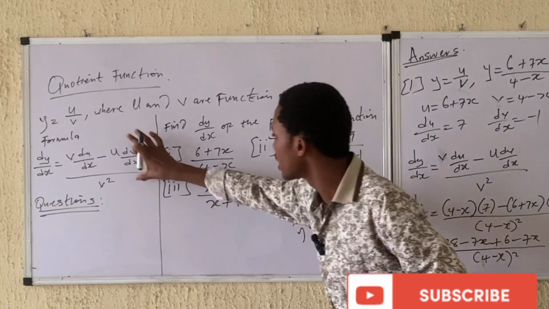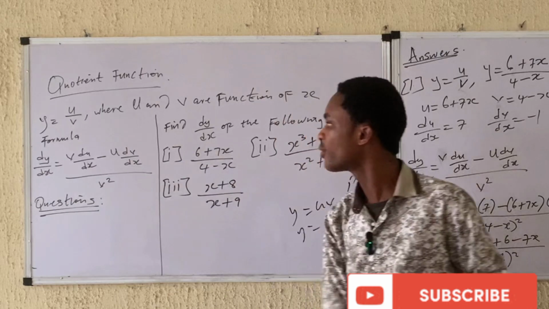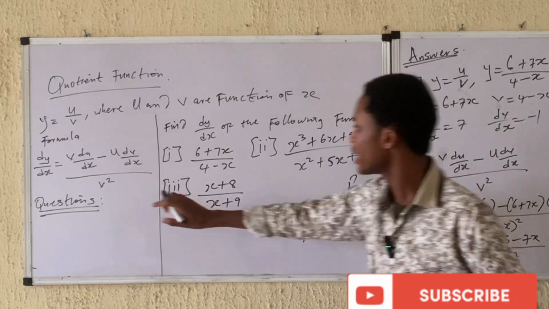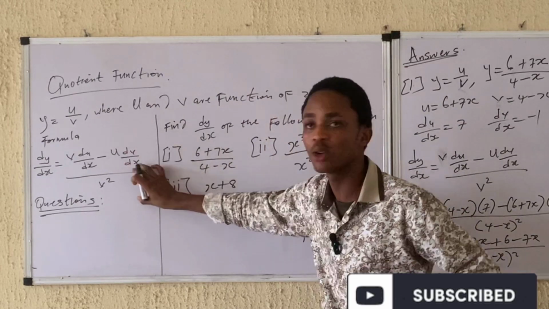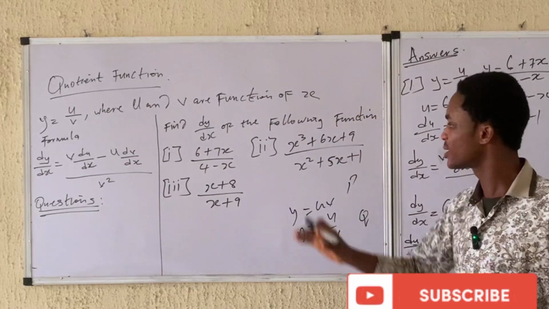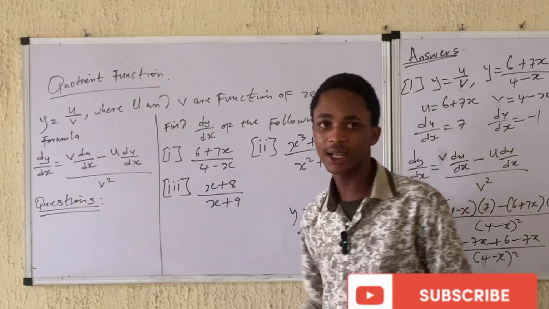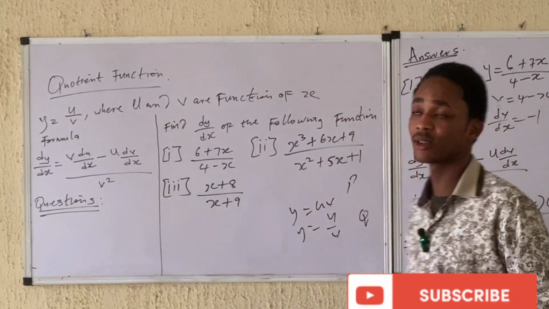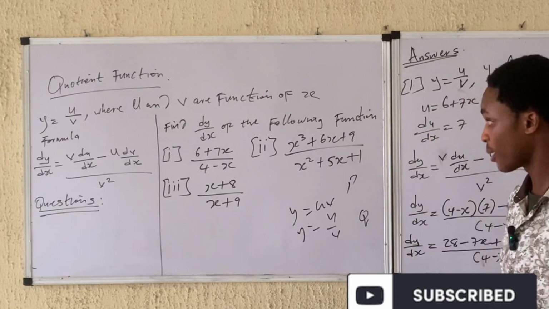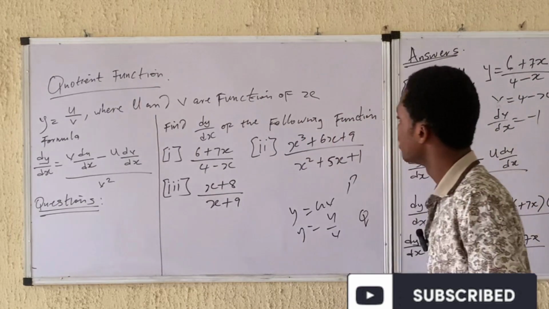Now this is the general formula for the quotient function: dy/dx equals v du/dx minus u dv/dx, all over v squared. So that's the formula for the quotient function. Now let's solve questions pertaining to this formula displayed on the board.